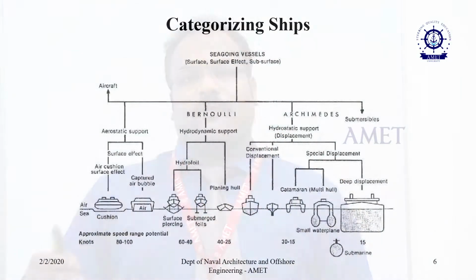The next one is by Bernoulli, that is hydrodynamic support, by aerofoils and planing craft, where the speed is very high, more than Froude number 0.4; that comes under the category of Bernoulli, hydrodynamic support. Next is hydrostatic support: conventional displacement ships, and special displacement ships like catamarans and multi-hull ships, and then deep displacement ships. These deep displacement ships are the conventional ships for trading purposes only, where weight is matched with buoyancy, weight equal to buoyancy, which gives you Archimedes' principle.